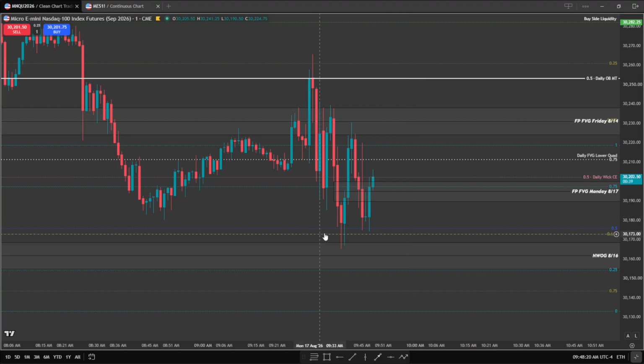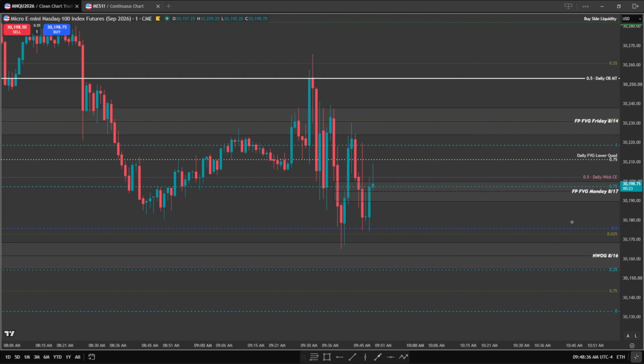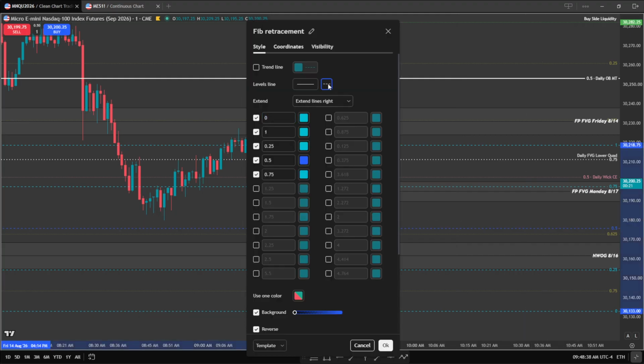So it held the midpoint of this wick here. Went to the mid gap closure, that blue line. Way too busy.